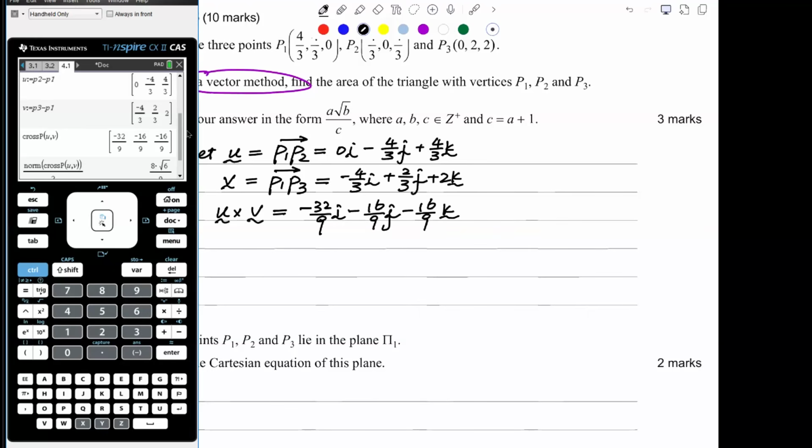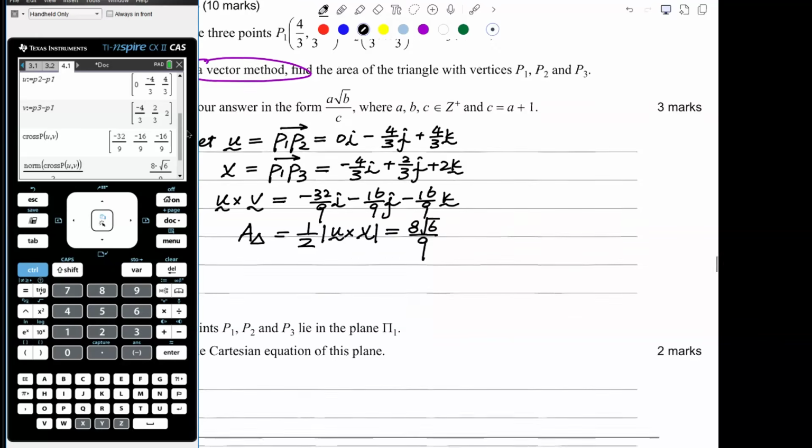If you notice, the ratio of the i, j, k components will be 2 lots of negative 16 over 9, 1 lot of negative 16 over 9, 1 lot of negative 16 over 9. So the ratio is 2, 1, 1, okay? That can be useful later. So the area of the triangle is half the magnitude of U cross V. That will be 8 root 6 over 9, okay? So that's one possible method.